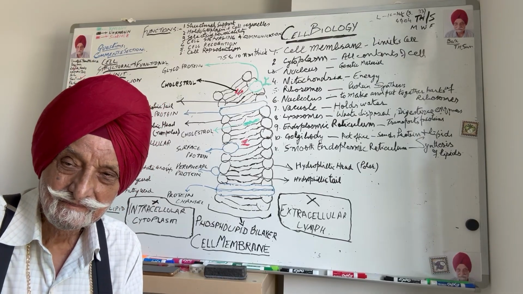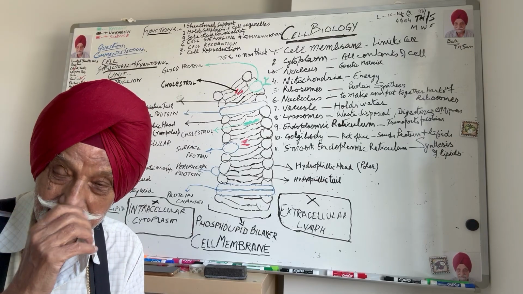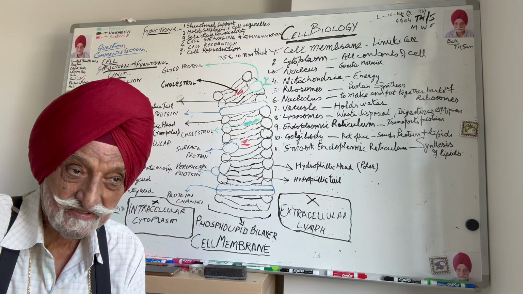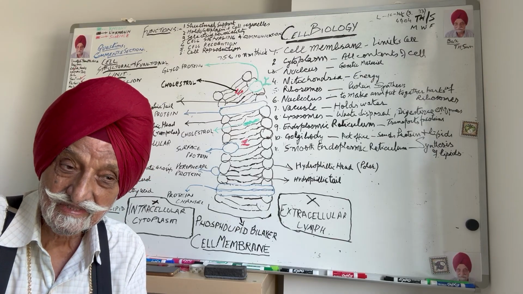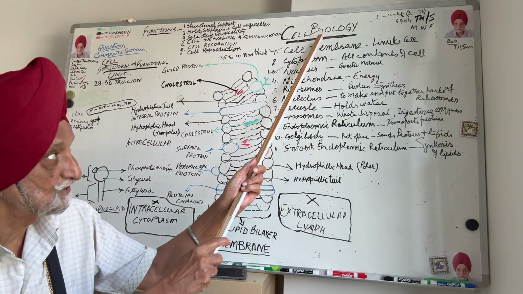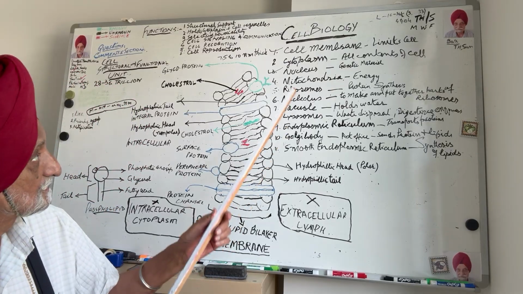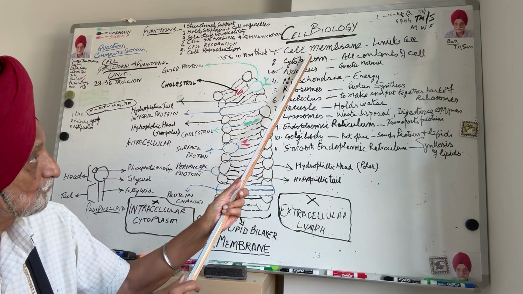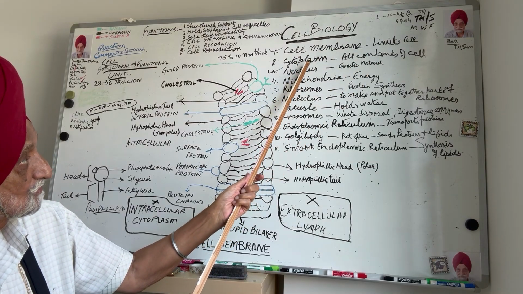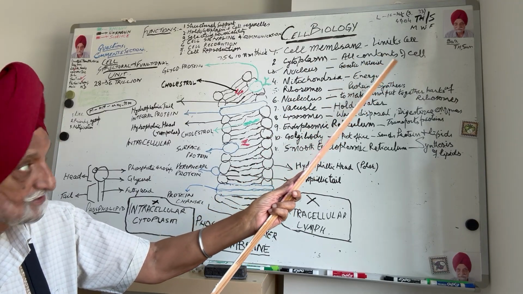We have already seen the detailed structure of a cell and the cell division, mitosis and meiosis. Today we will get into little details, that is, details of the cell. We call it cell biology. And in cell biology, we shall look at the cell membrane, which limits the cell, cytoplasm, which means all the contents of the cell, and the cell organelles.